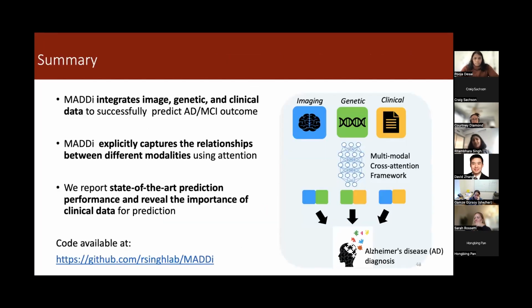Okay, so that wraps up my second story. So the idea here is that MaDDI is able to integrate 3 different types of modalities to predict the outcome of Alzheimer's disease. We have very explicit interaction modeling that makes sure that all the interactions between different modalities are considered by the model, and we reduce the cognitive burden by adding attention on top of all the layers. And we report state-of-the-art prediction performance and also reveal that, in the setting that we are considering, clinical data actually plays a very important role. And once again, our code and data sets are available on the GitHub repo if people are interested to use.